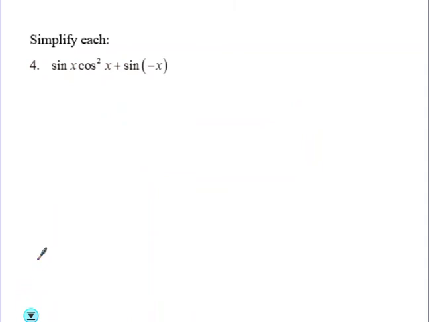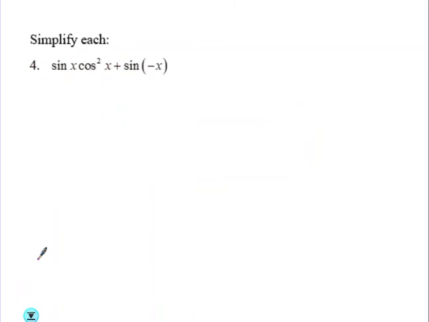Now let's look at simplifying some expressions using our identities. There is not one correct method for simplifying these. For most of these problems, I'm going to show you two different approaches. There are other approaches that would work as well. But whatever you see first in this expression, go ahead, substitute with your identities, and try to simplify.